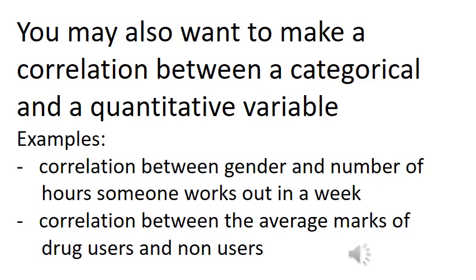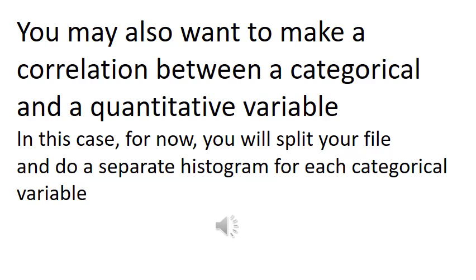Same thing for the correlation between the average mark of a person and if they use drugs or not. Using drugs or not is a categorical variable, but your average mark can be a quantitative variable or a categorical variable if you transform it into a category. But sometimes you might want to make some correlations like that. If it's your case, there is a way to do that with Excel.